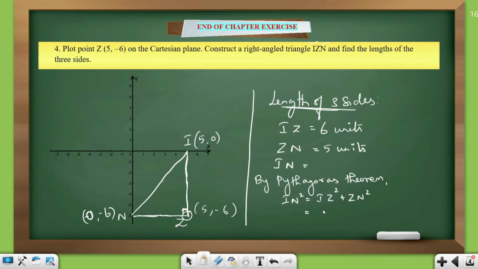So IZ square must be 6 square, 36, plus ZN is 5 square, 25, which is equal to 61. So IN square is equal to 61. This implies that IN is equal to plus or minus root of 61, where IN is the length of the side of the triangle, so it may not be negative, only positive values are accepted. So the answer is root 61 units. Hence IN is root 61 units.